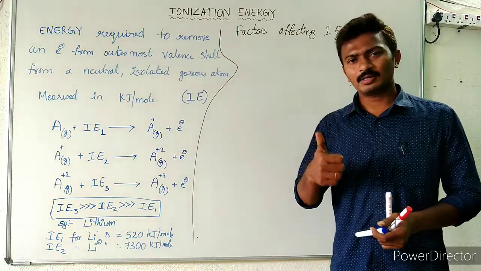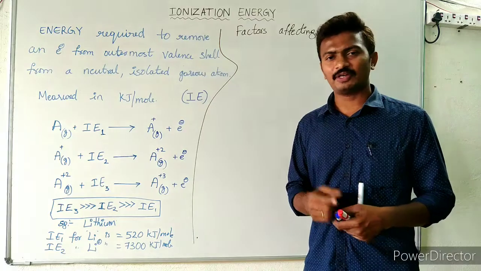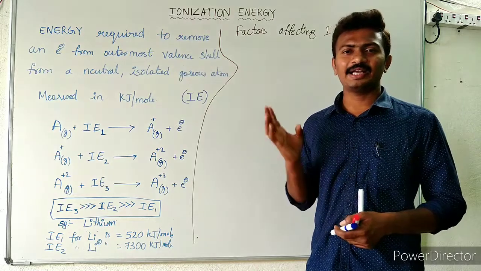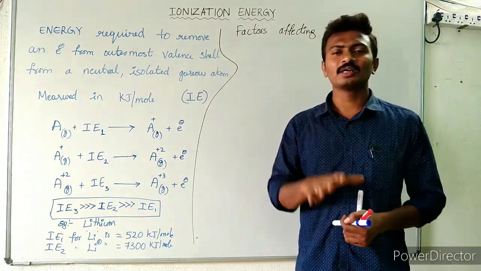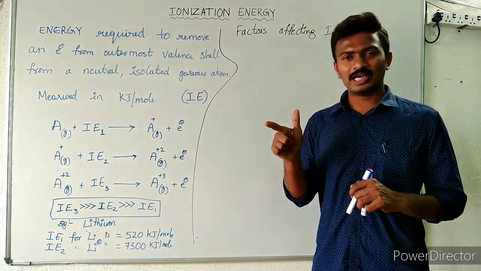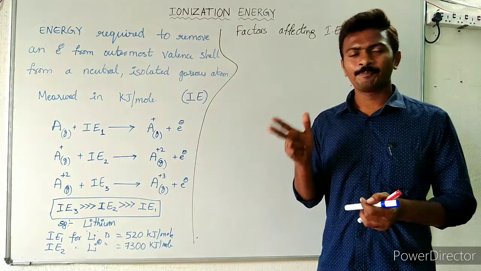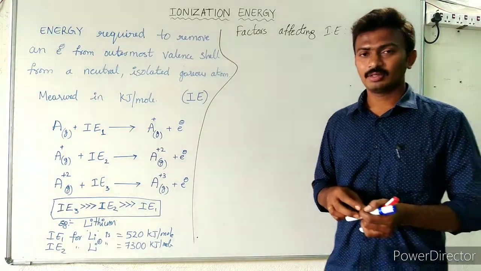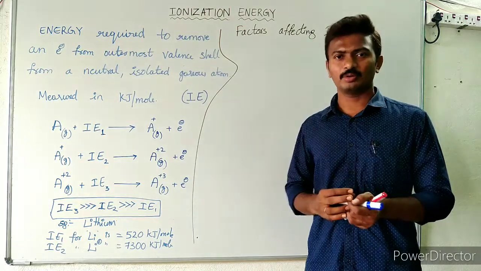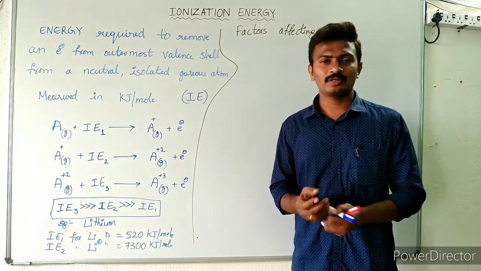They are atomic radius, screening effect, which we also call shielding effect, penetration power of orbitals, and also stable configuration and nuclear charge. The 5 factors majorly affect the ionization energy. What are they? They are atomic radius, nuclear charge, screening effect or shielding effect, and penetration power of orbitals. How deeply the orbitals can penetrate closer towards the nucleus, on that also this ionization energy will be depending, and also the stable configuration.